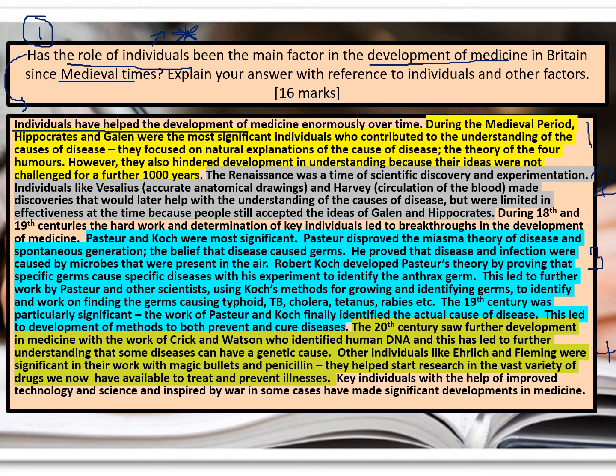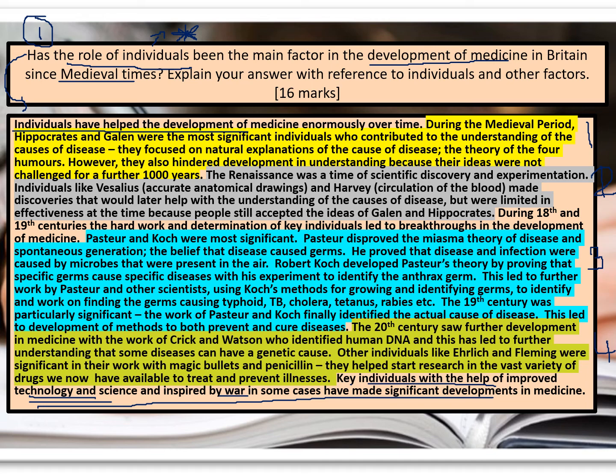It also at the end has a link back to the question, which is really good, where it says that key individuals, with the help of improved technology and science and inspired by war in some cases, have made significant developments in medicine. So it's very clear from looking at this answer that this person has really focused on the question and said lots about individuals, but they've also highlighted that there are other factors that they're going to be writing about. So I can already tell as an examiner from reading this, the next paragraph they're going to write is either going to be on war or science and technology. So they've linked those factors together, even in the end of their first individual's paragraph. So I think this is a really strong answer.